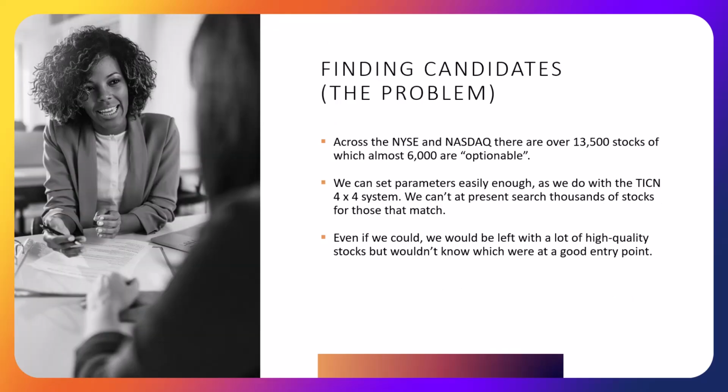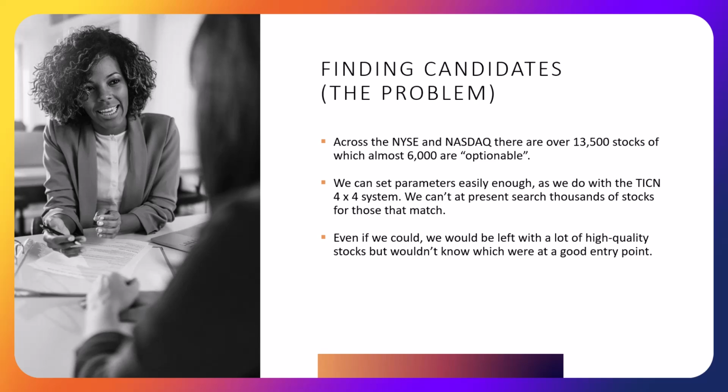Now, when I started this project, I was faced with a big problem. First of all, I'm looking for a needle in a haystack. The New York Stock Exchange and the NASDAQ have between them 13,500 or so stocks, and about 6,000 of those are optionable. So that cuts it down straight away. I don't need 13,500 to look through, it's just 6,000. Still not easy. Also, I need a set of parameters, something to actually filter out what I'm looking for.